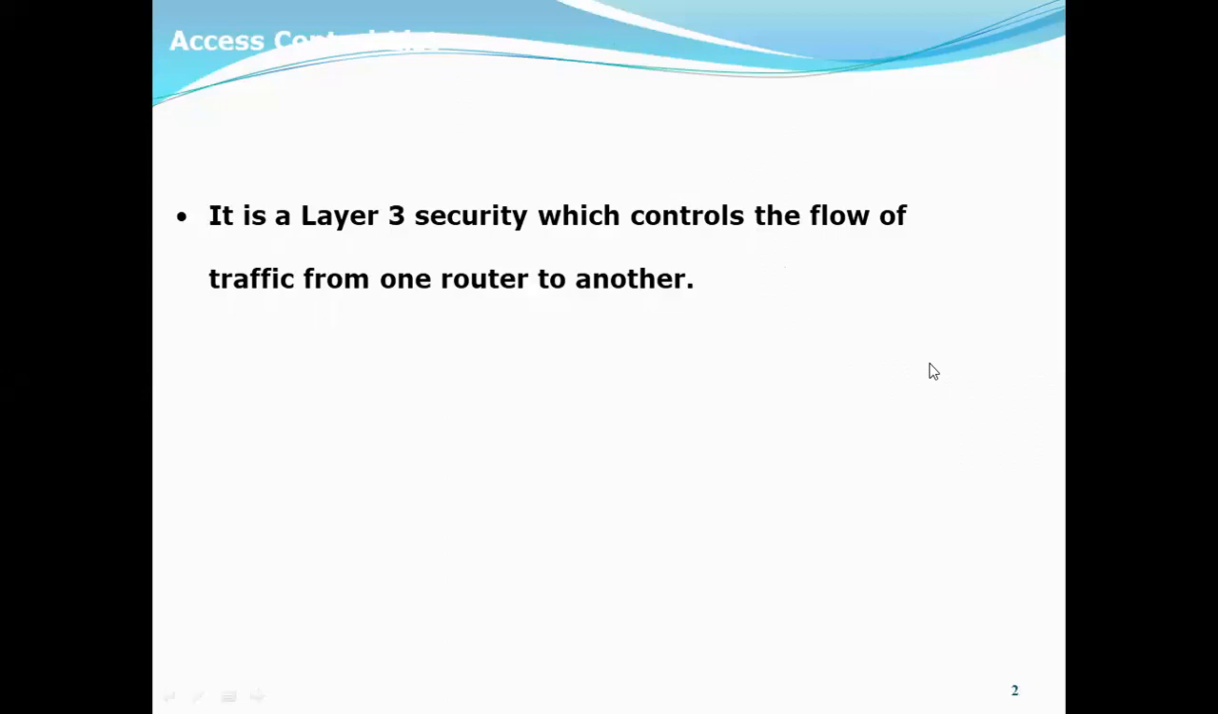Okay, so it provides layer 3 security, which controls the flow of traffic from one router to another router. Then it is also called packet filtering firewall. Access control lists basically are a type of software firewalls. So you know, firewalls are two types, hardware firewalls and software firewalls. Hardware firewalls are like the devices like routers and switches we have. Similarly, we have software firewalls, which are, for example, your software firewalls inbuilt in Windows.